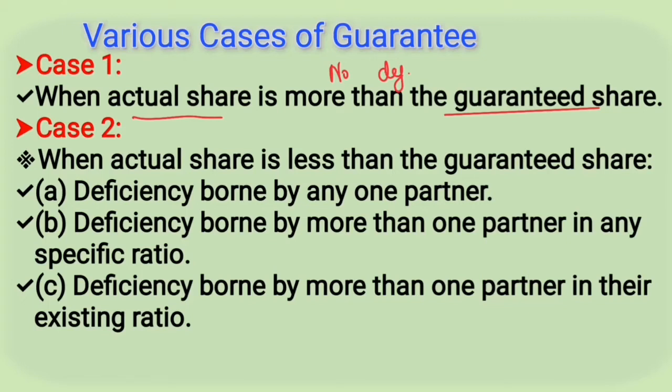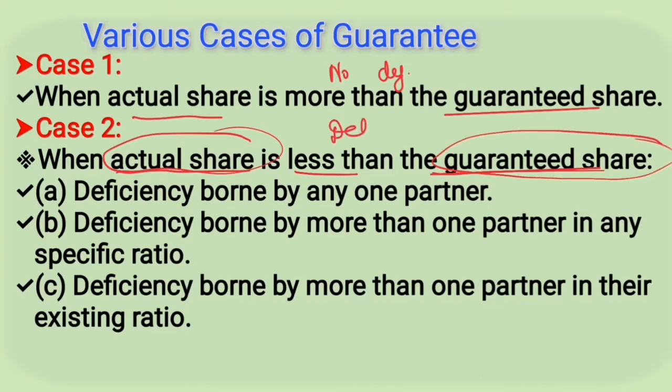Then we discuss case number 2, when the actual share is less than the guaranteed share. So here the difference between the actual share and the guaranteed share will be termed as deficiency, and this deficiency will be borne by the partners as decided by them. This deficiency may be borne by any one partner or by more than one partner in a particular ratio as given in the question, or sometimes if nothing is mentioned about how that deficiency will be borne by the other partners, in that case the deficiency will be borne by the remaining partners in their ratio itself.